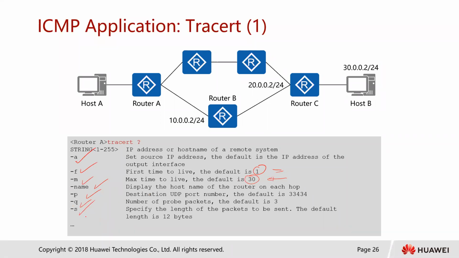And of course the P is here. The P is basically the port, the minus P, and it specifies the UDP port number. Right? The P specifies the UDP port number, and this is the default port number for that UDP. The maximum time to live is usually 30, and the default, the first time to live, is 1.